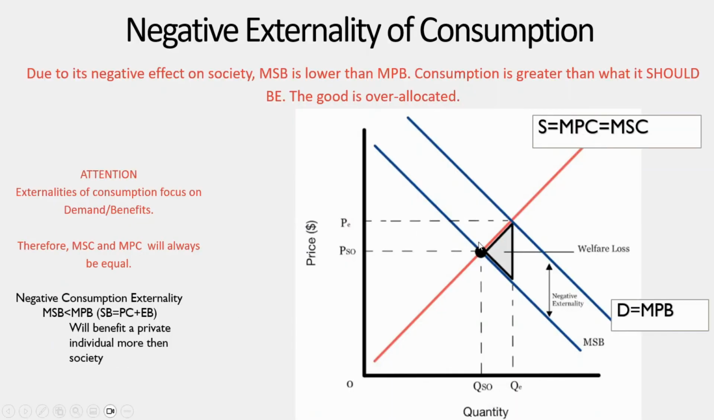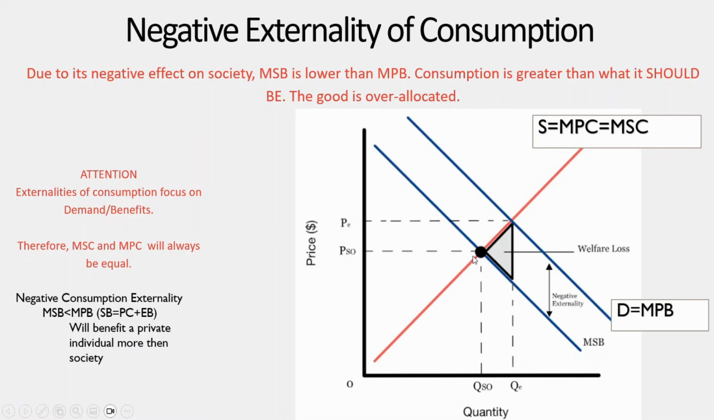For this one right here, you start with the supply, S equals MPC equals MSC. Then you have D equals MPB. Then you're going to do a downward left demand shift, and you're going to label this MSB. That's the marginal social benefit. It is less than the marginal private benefit. You'll do the little dash marks right here to get the deadweight loss or the welfare loss.